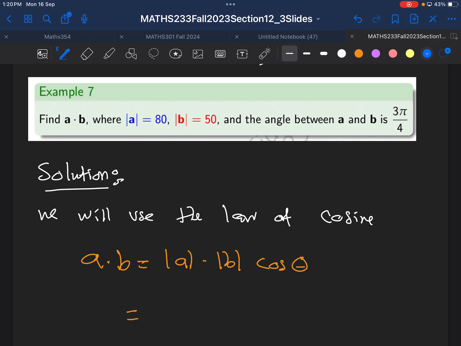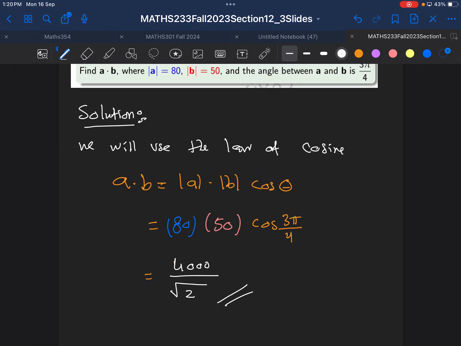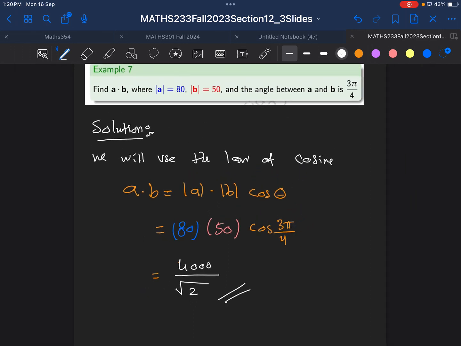Now magnitude of A, we know it is 80. Magnitude of B is 50. And finally, we need to do the cosine of 3 pi over 4. This one will be 4,000 divided by square root. That would be the answer for this question.